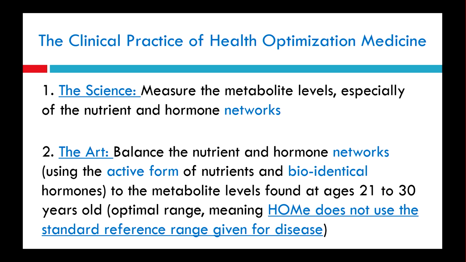To the metabolite levels found at ages 21 to 30 years old, meaning the optimal range, meaning that HOME does not use the standard reference range for a given disease. An example for this is when clients come to me and say, oh, my thyroid hormone is normal. It may be normal, but it's not within the optimal range, right? Because if you take a look at how the thyroid hormone values were derived, you could see that they were derived from 1,000 values from age 4 to 94. Seriously, would you take your optimized health levels from that particular cohort?